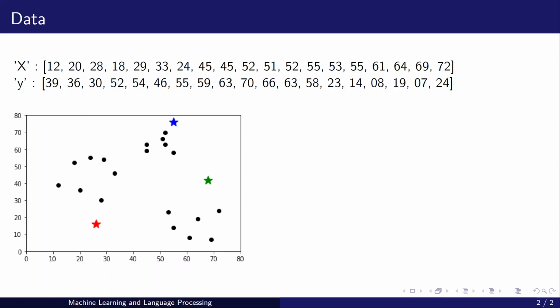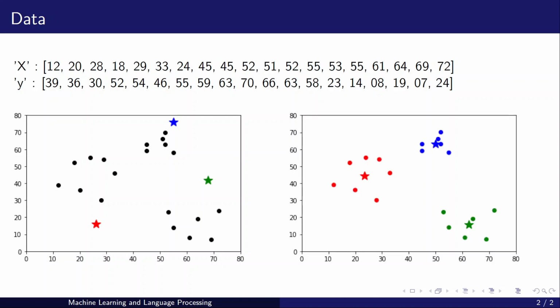Then this process is done iteratively until at some point there is no change in the data point assignment. That is taken as the convergence criterion. After doing this, you get a diagram where these data points are assigned to the red cluster, these to blue, and these to the green cluster. So let's look at the Python code for the implementation.